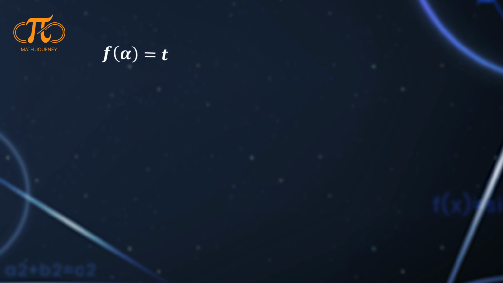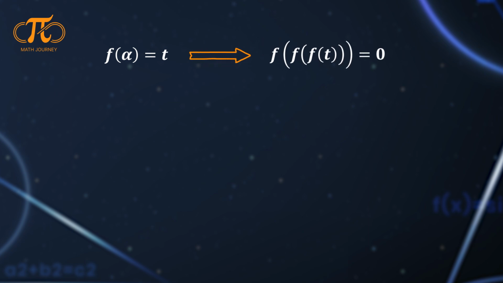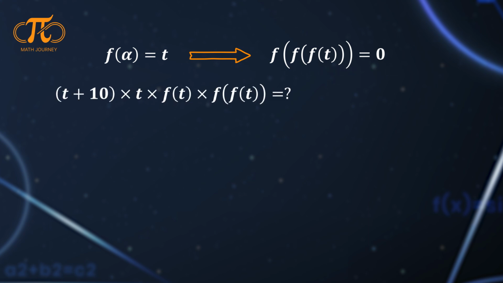To make things simpler, let's call f of alpha equals t. That turns the original equation into f of f of f of t equals 0. And the expression which we need to evaluate becomes t plus 10 multiplied by t multiplied by f of t multiplied by f of f of t.